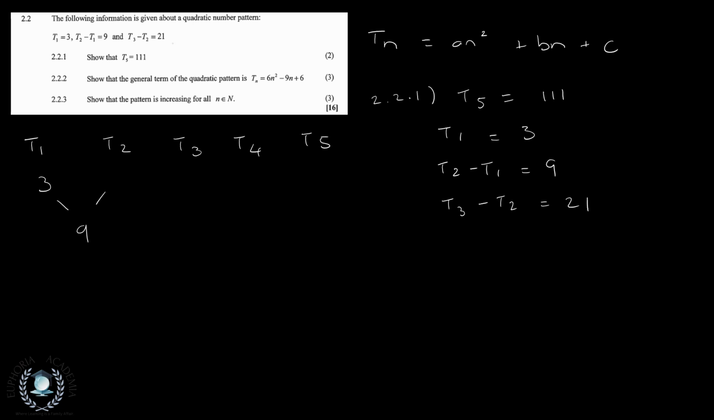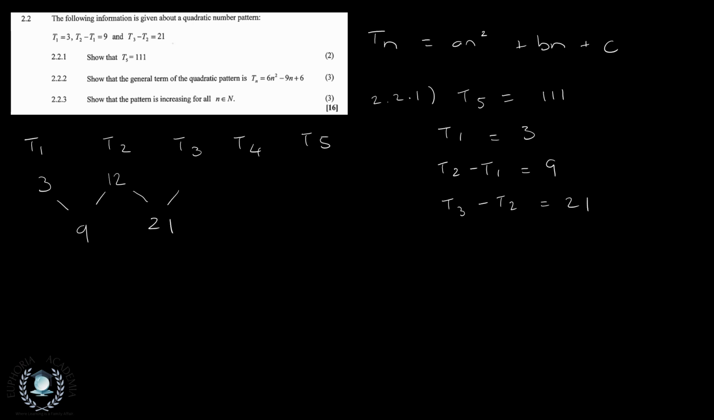So what is term number 2 from there? 3 plus 9 gives us 12. Alright, what else are we told? We're told that the first difference, between our third and second term is 21.